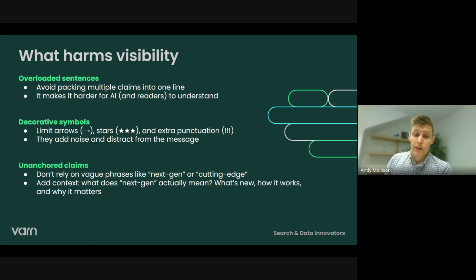And then unanchored claims. Going back to the real words point, don't use vague phrases like "next gen" or "cutting edge", because what does it actually mean? How does it actually work? Why is it new? Why is it revolutionary? Tell me in real words why it's next generation technology and why it's cutting edge.